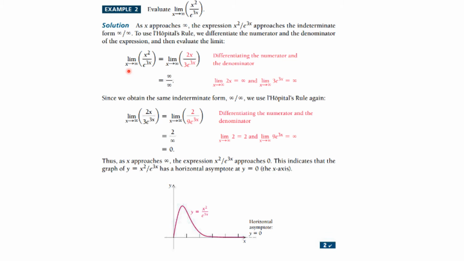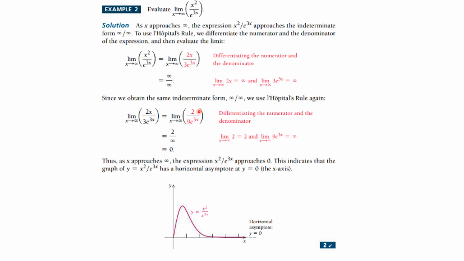So here, the limit as x tends to infinity of this is equal to, by L'Hopital's rule, if I differentiate the numerator, I get 2x. If I differentiate the denominator, I get e to the 3x times 3. Now, when I take the limit as x tends to infinity, the numerator still goes to infinity, and the denominator still goes to infinity. So this is another indeterminate form. But since this satisfies the if part of L'Hopital's rule, we can apply it again. So we're doing L'Hopital's rule again.